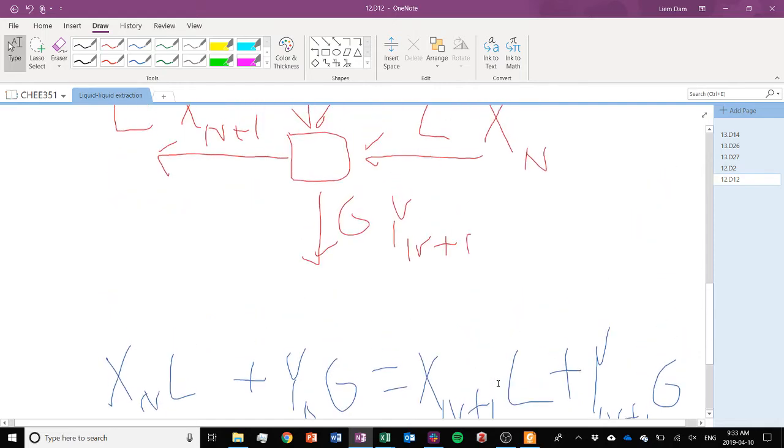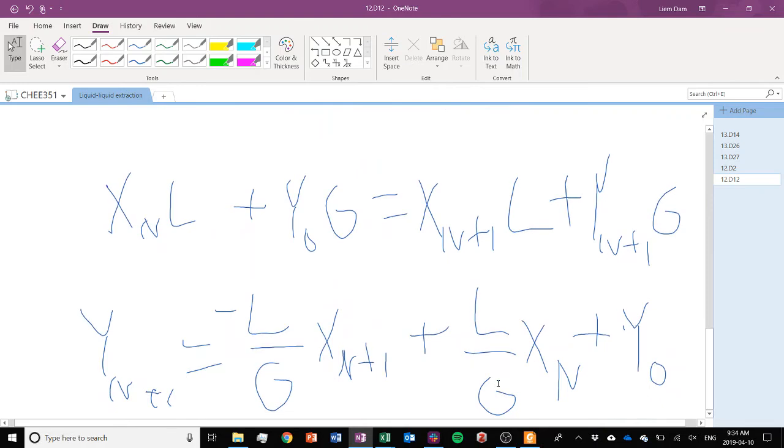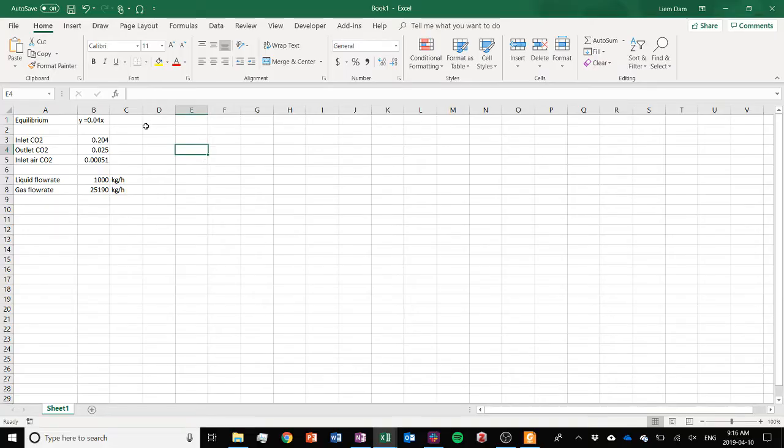Now we can basically draw our equilibrium relationship and our operating line and see where we go from there. Let's start solving our problem in Excel. I've written down here all of the relevant problem information from the problem statement. We have the inlet and outlet CO2 concentrations, as well as the inlet air CO2 weight fraction, and this I just got off the internet. I also have the initial liquid flow rate and the gas flow rate.